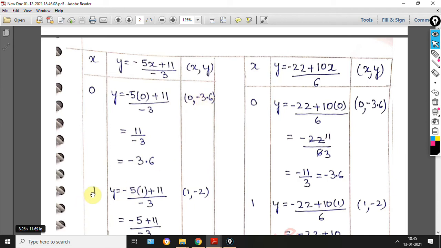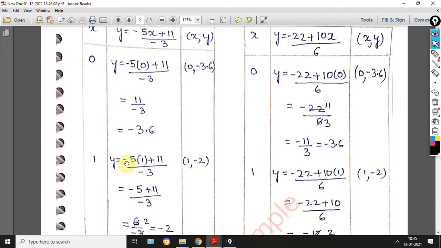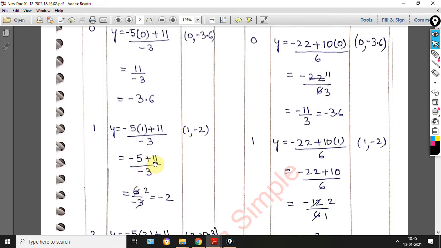Next, we take x equal to 1. So y equals how much? Minus 5x, so minus 5 into, how much is x? 1, plus 11, divided by minus 3. What will happen if we simplify? Minus 5 into 1 is minus 5, plus 11, divided by minus 3. So from 11, if we remove 5, how much will we get?